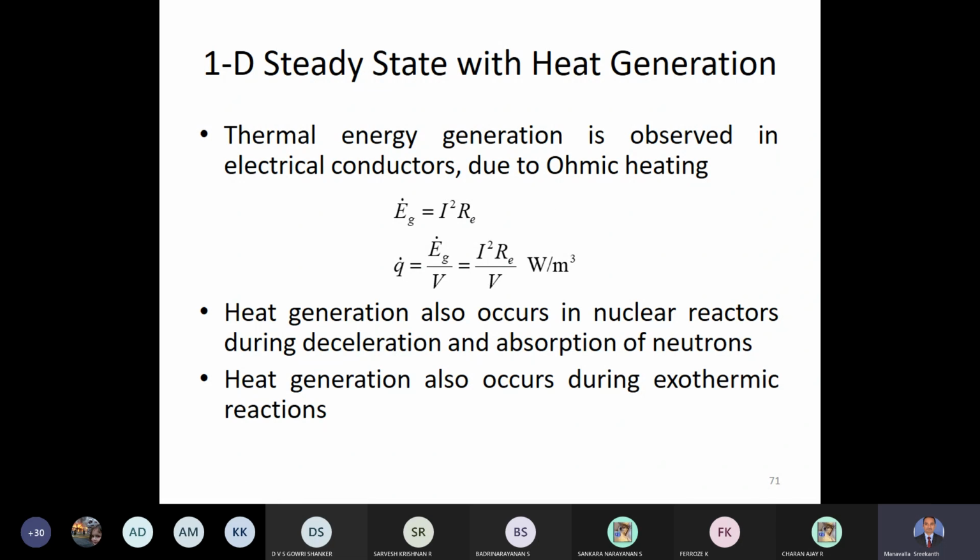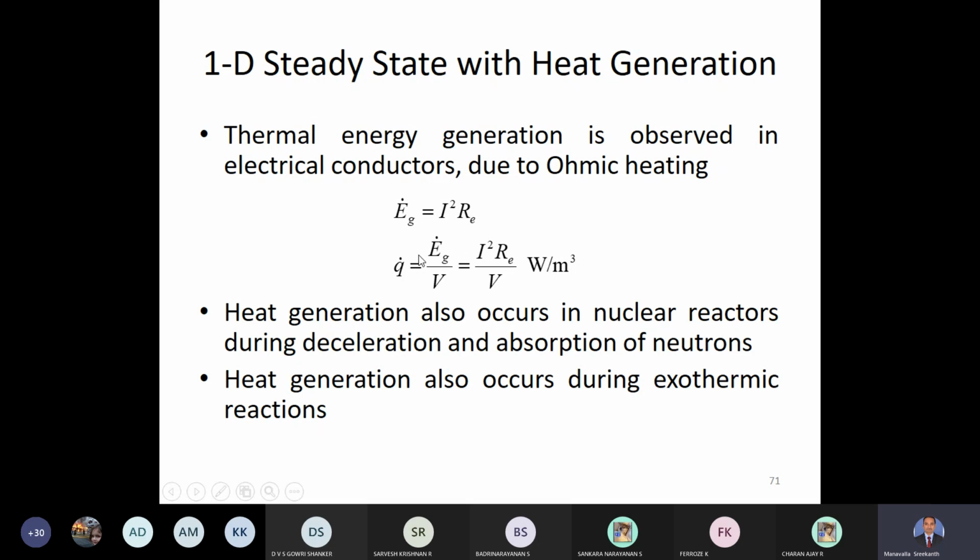Now, before we proceed to the next slide, I would like to clarify that heat generation doesn't always necessarily result in an increase in temperature. Especially when we deal with the mathematical form of this heat generation, Q dot, it doesn't have to always result in a rise in temperature. It can also result in a drop in temperature. In such a case, to be more correct, we should be calling it heat consumption.